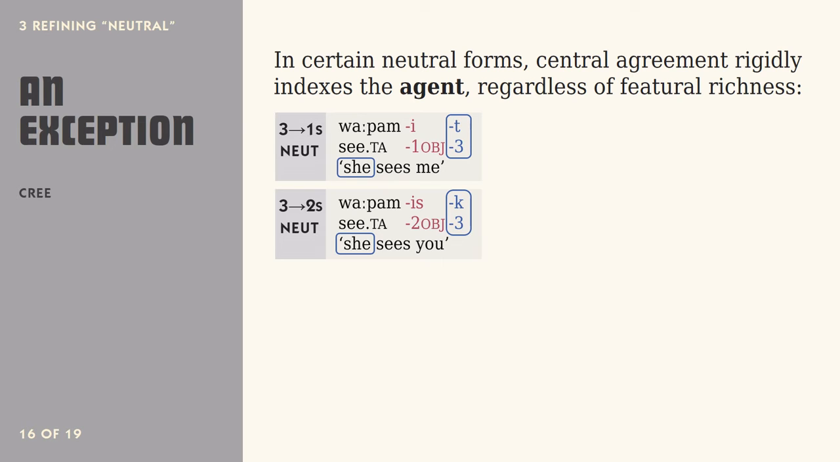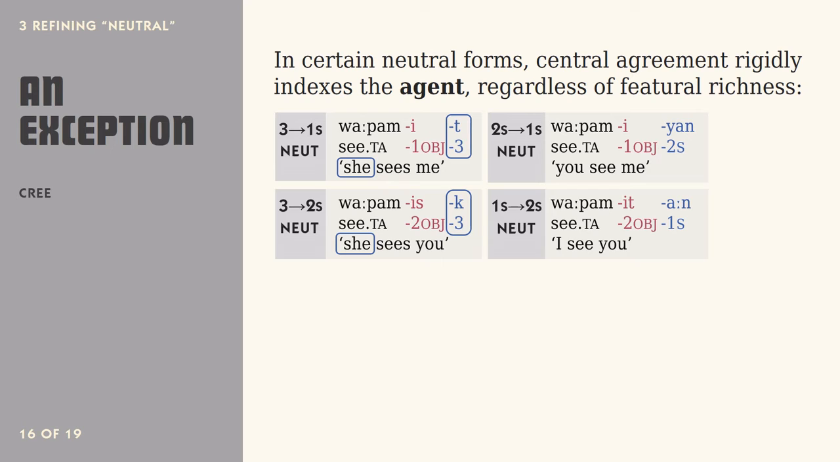The same thing also happens when second singular and first singular interact. When 2s acts on 1s, the central suffix indexes the 2s agent, and when 1s acts on 2s, the central suffix indexes the 1s agent. Again, this can't follow from featural richness. If it did, the central suffix ought to index either the 2s argument in both forms or the 1s argument in both forms, depending on whether 2 or 1 is richer. But instead, what's happening is that you index the agent, regardless of its features.